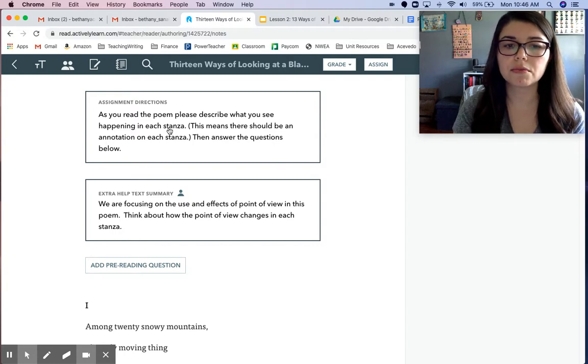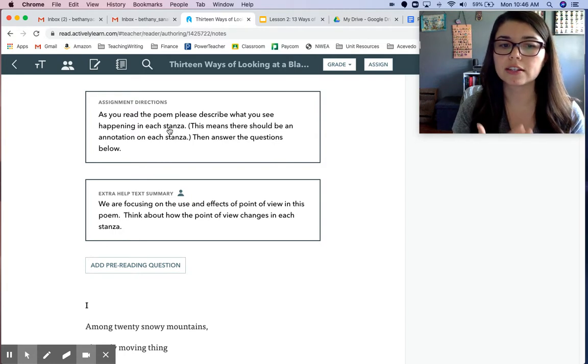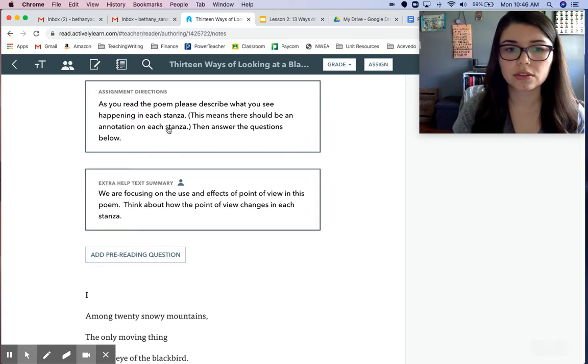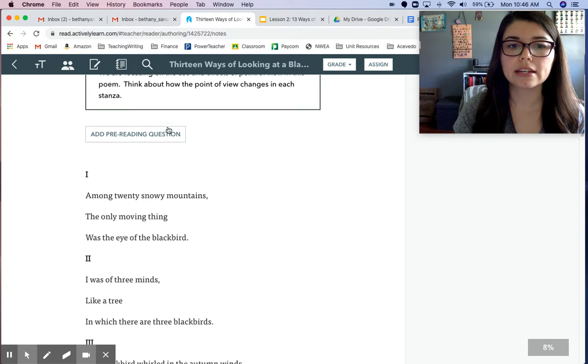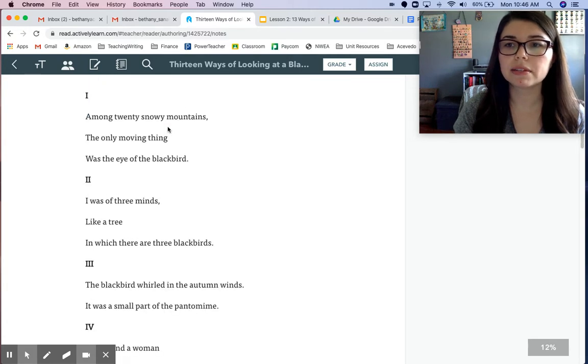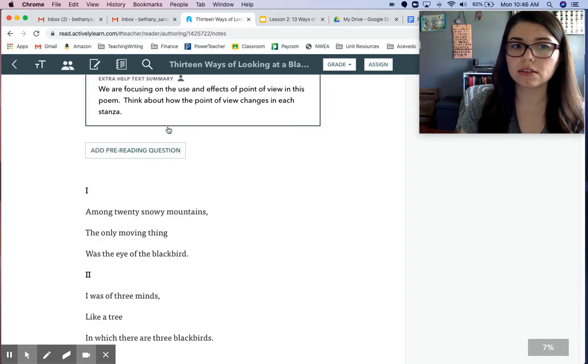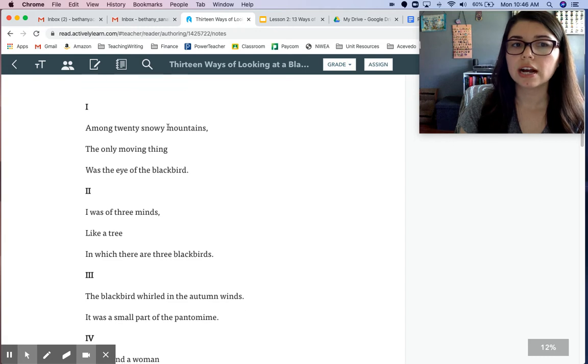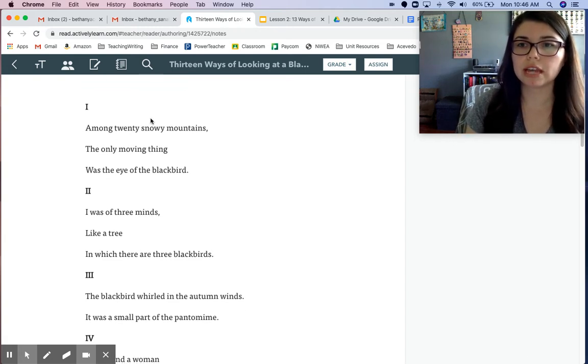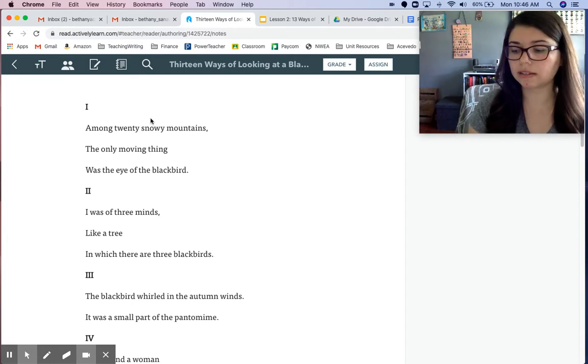Like I said, we're focusing on the effects of point of view and thinking about how that changes in each stanza. I'm going to read a couple of the stanzas with you, and then I'll go over what I see in those stanzas as well. Starting, like I already mentioned, the title of this poem is 13 Ways of Looking at a Blackbird. It's by someone named Wallace Stevens.